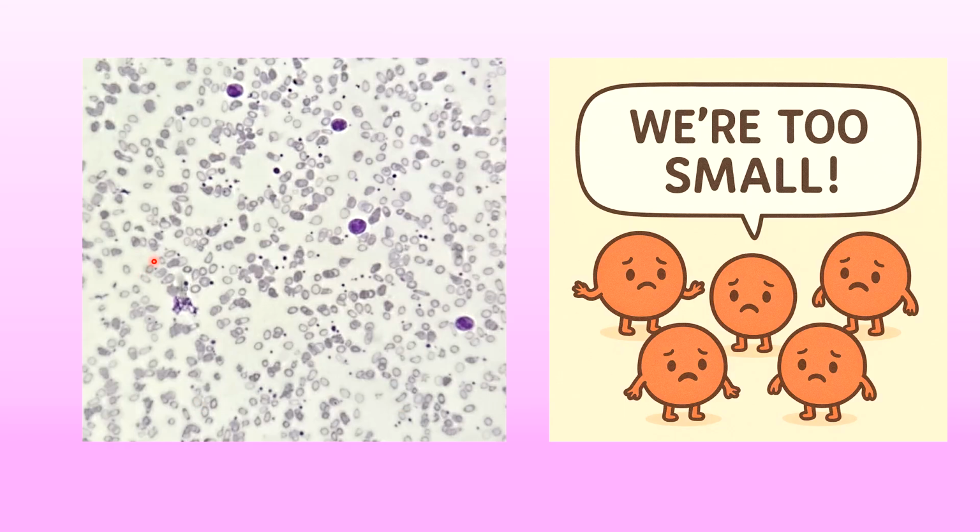This is an image where you are able to see these very small sized cells. So this is a classical picture of a microcytic hypochromic anemia.